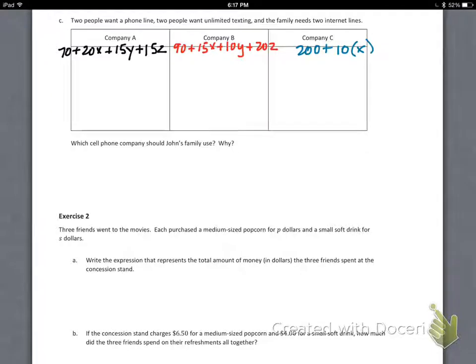Okay, so here's scenario C. 2 people want a phone line. 2 people want unlimited texting. And the family needs 2 internet lines. Okay, so let's go ahead and figure that one out and see who gives us our best value.